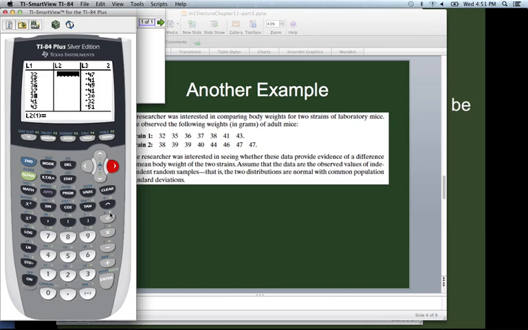And in L2, I'm going to put 38, 39, 39, 40, 44, 46, 47, and 47.